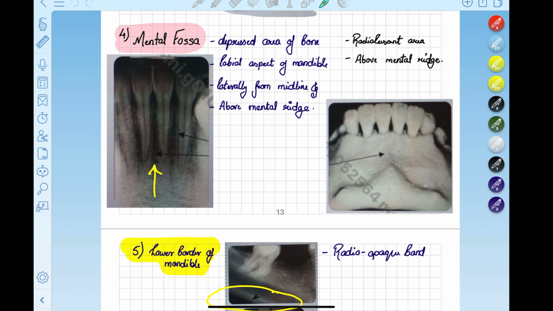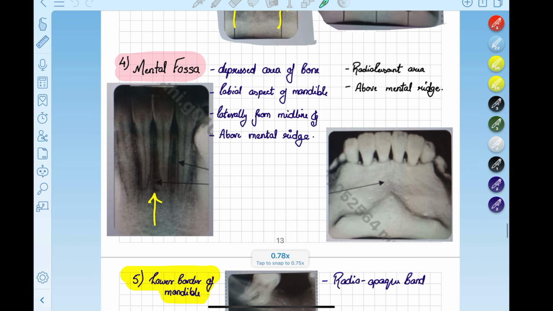The next structure is the mental fossa. Fossa means depression, a depressed area of bone. It is located on the labial aspect of the mandible. Where is it located? Labial. Labial means lip side. So, labial and lingual aspect, we know it is located near the lip side of the mandible. Laterally from the midline, above the mental ridge.